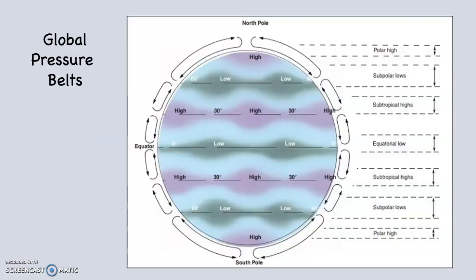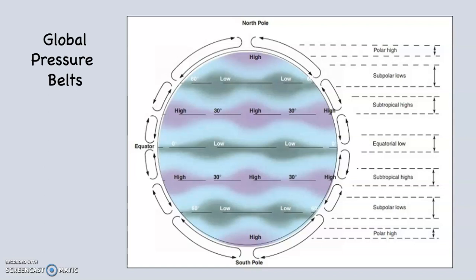These are the global pressure belts. Take a good look first at this diagram. Notice what's happening. Right in the middle, in green, it says 0 degrees, low, equator. And then north and south of that, you can see 30 degrees, and we have high in purple. Then north and south of that, 60 degrees, and then in green again, low. And then north and south of that, once again, we have high with the North Pole and the South Pole.